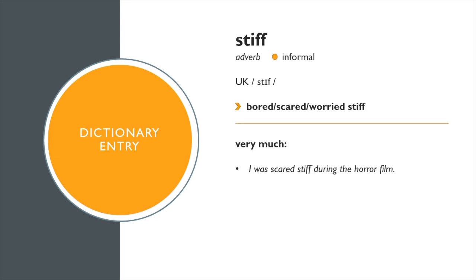This, on the other hand, is an example of an informal dictionary entry. It's a British word, stiff, meaning very much. So, for example, you could be bored stiff, scared stiff, worried stiff. It's the kind of language that would be great to integrate into an informal email or letter to a friend in the exam, for example. If the dictionary doesn't specify if it's formal or informal, you know the word is neutral, and then it can be used in a wide variety of contexts.